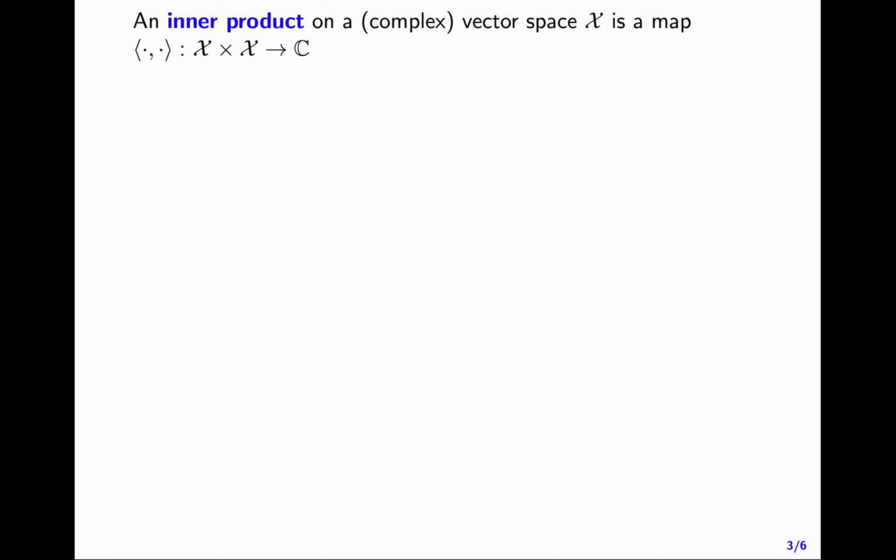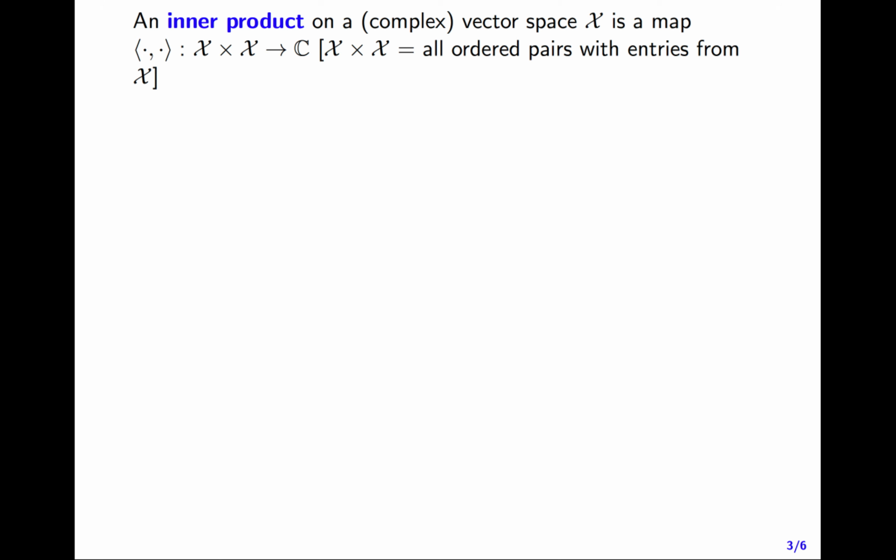All these properties can be lifted into a much more abstract definition, which we'll now use in a variety of contexts. So in general, an inner product on a complex vector space X is a map from the Cartesian product X cross X into the complex plane with a bunch of properties. And let me remind you that in our notation, X times X, the Cartesian product of X, is all ordered pairs whose entries are from X.